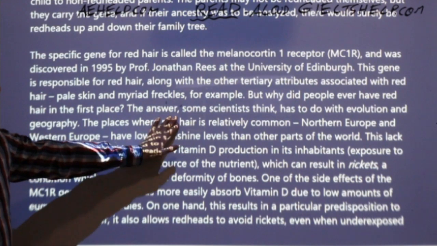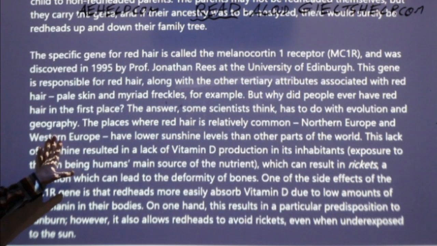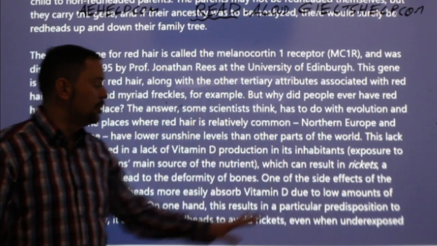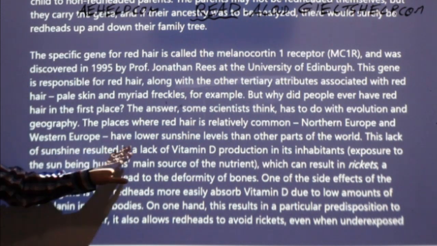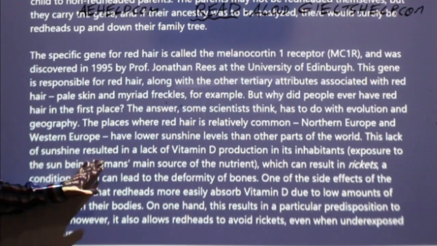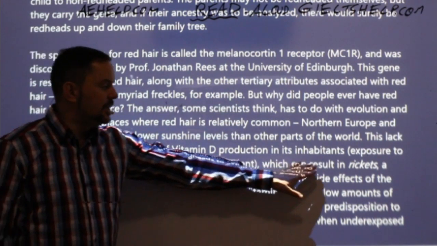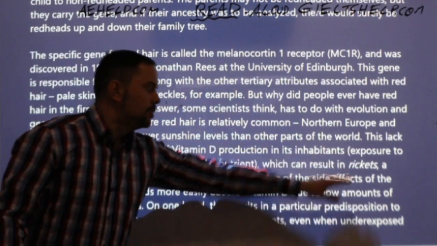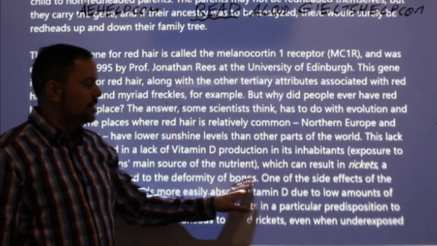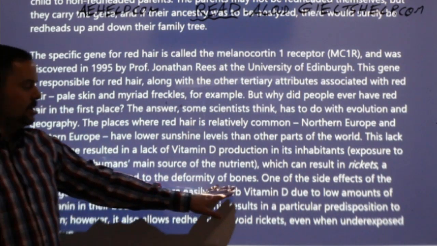The answer, some scientists think, has to do with evolution and geography. The places where red hair is relatively common, Northern Europe and Western Europe, have lower sunshine levels than other parts of the world. This lack of sunshine resulted in a lack of vitamin D production in its inhabitants. Exposure to the sun being humans' main source of the nutrient, which can result in rickets, a condition which can lead to the deformity of the bones.